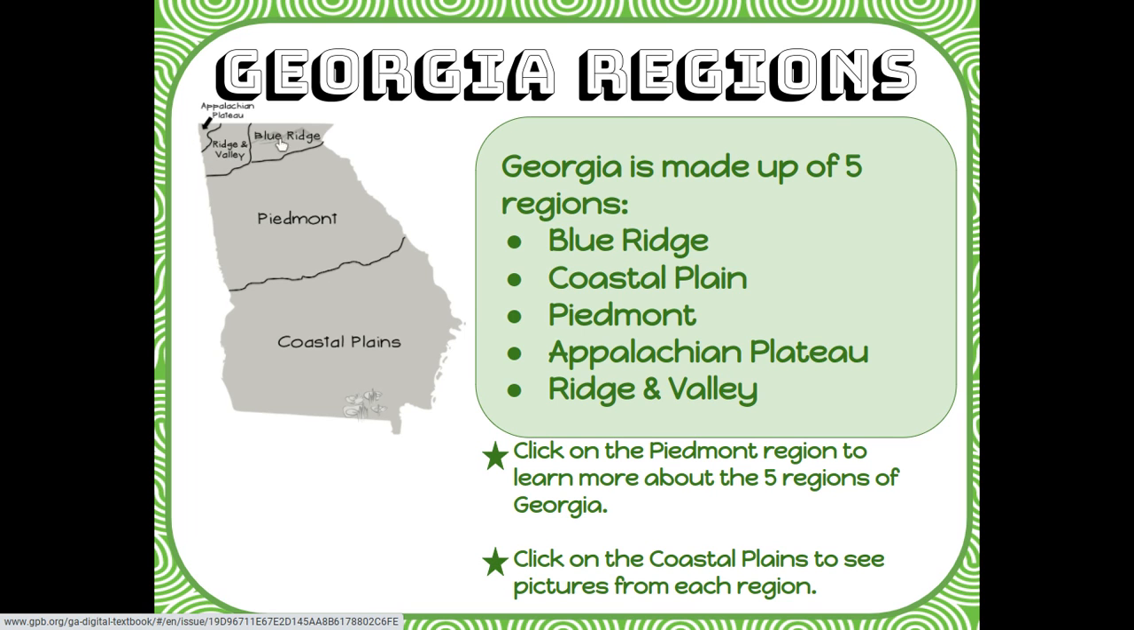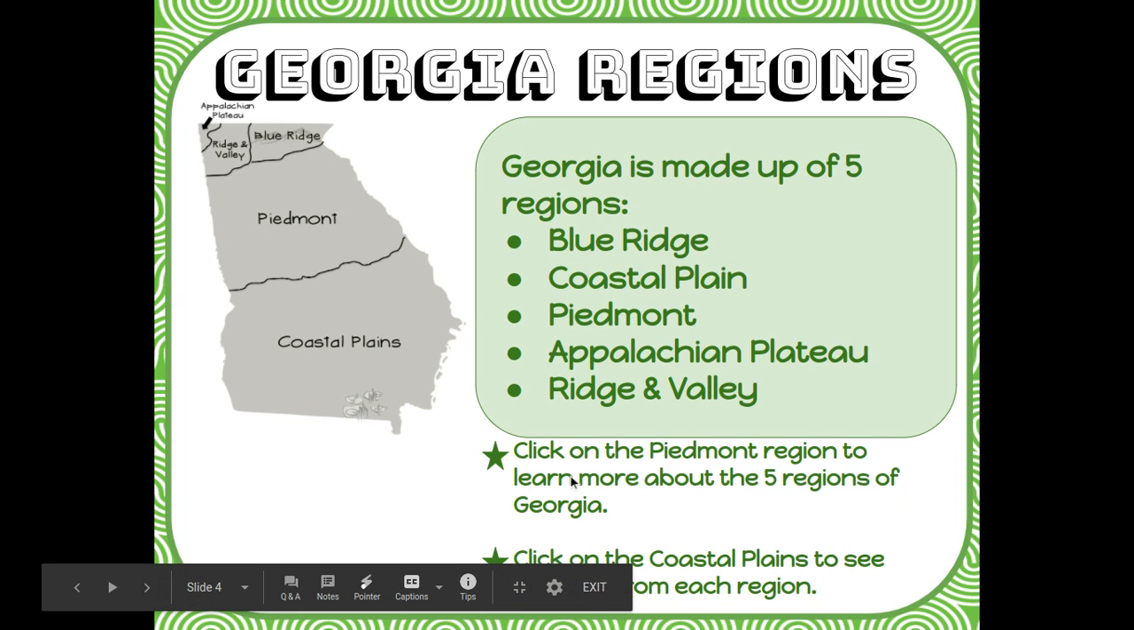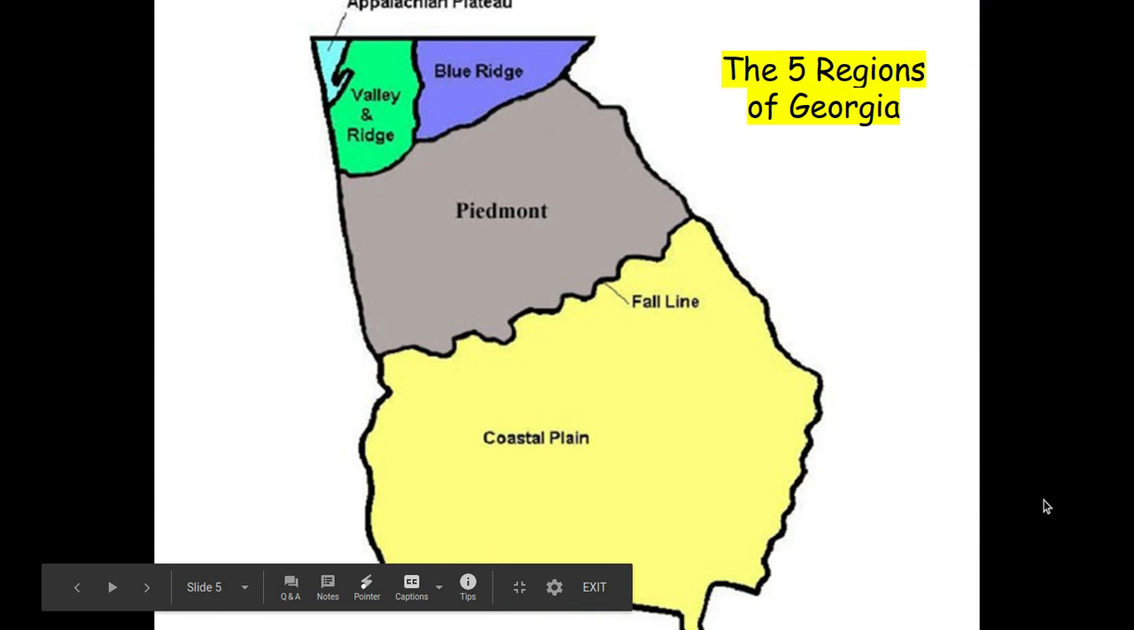Ridge and Valley, Blue Ridge, all 3 of these have to do with higher elevations. We're talking about up into the mountainous area. Piedmont with our rolling hills, and the flatland, the coastal plains. If you click on these, you can get the videos and the pictures. It's all linked. Here's a color version of the same map. Your largest region is the coastal plain. Your smallest region is the Appalachian Plateau.